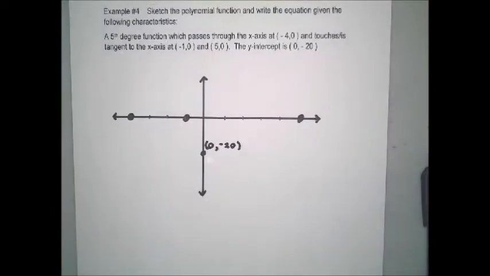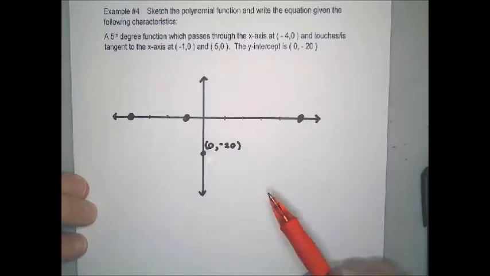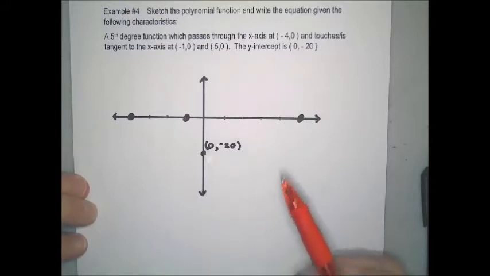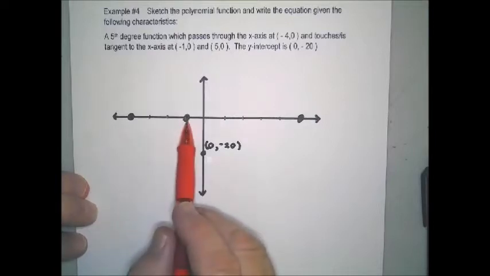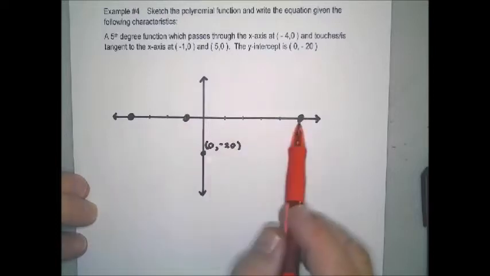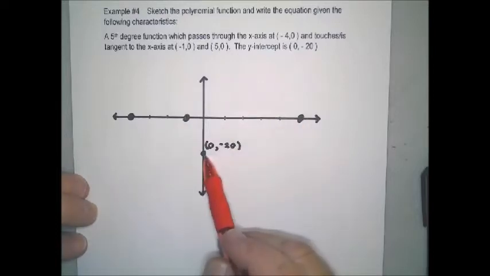My fourth and final example. Sketch the polynomial function and write the equation given the following characteristics. It's a fifth degree function, so we already know it's odd, which passes through the x-axis at -4, 0. I've got that marked right here, x-intercept, -4, 0, and touches or is tangent to the x-axis at -1, 0, and at +5, 0. And the y-intercept is 0, -20.